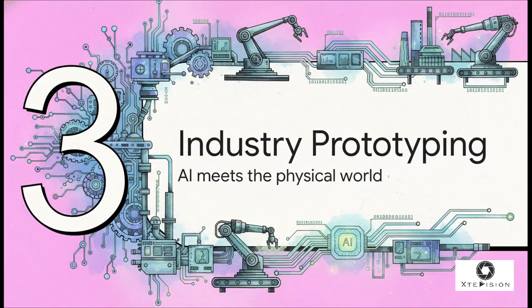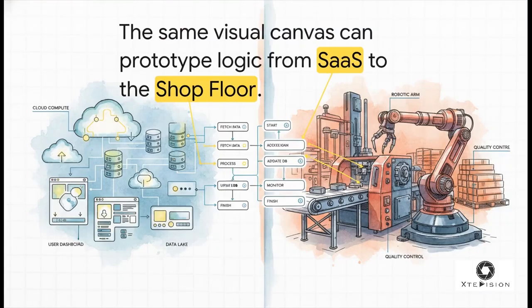But orchestrating software is really just one side of the coin here. The platform's versatility goes way beyond just code and cloud apps. It has these powerful built-in tools that can actually bridge the gap between AI logic and real-world industrial hardware. I mean, think about that idea for a second. The very same visual canvas you use to map out a web service can also be used to prototype the logic for machinery on a factory floor.